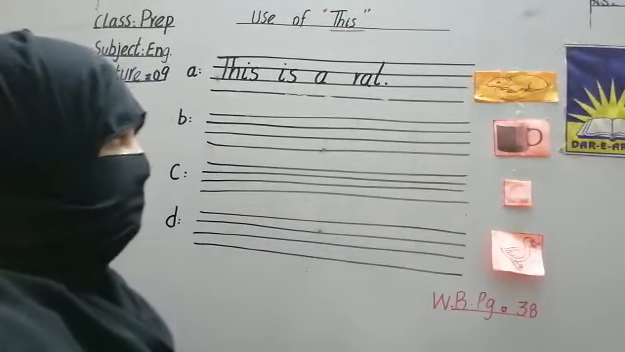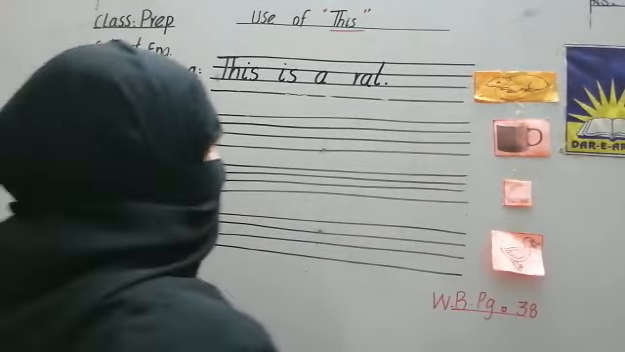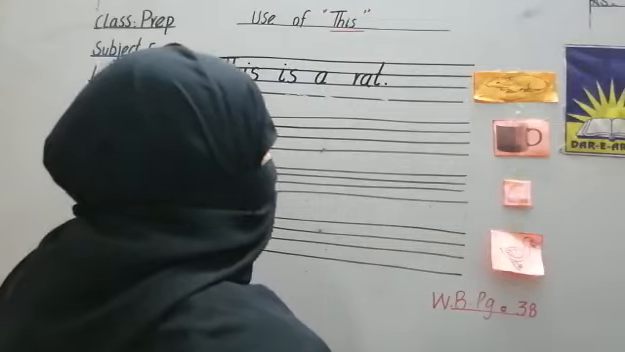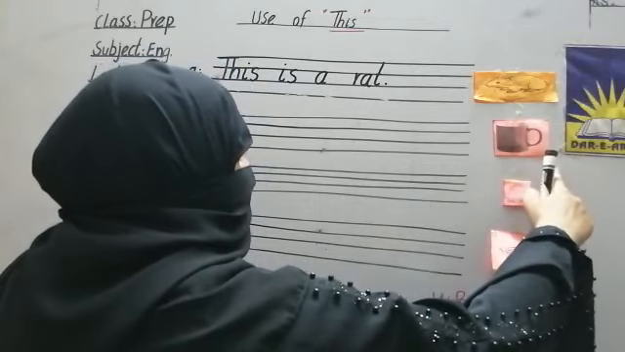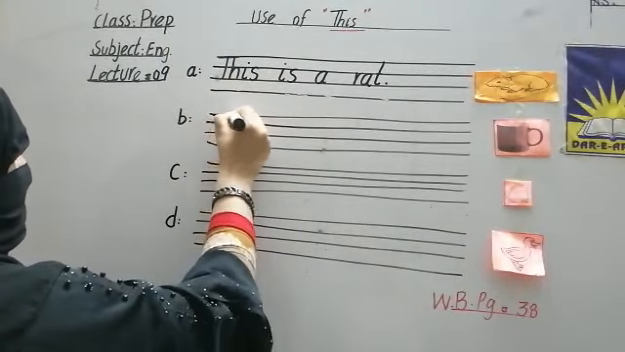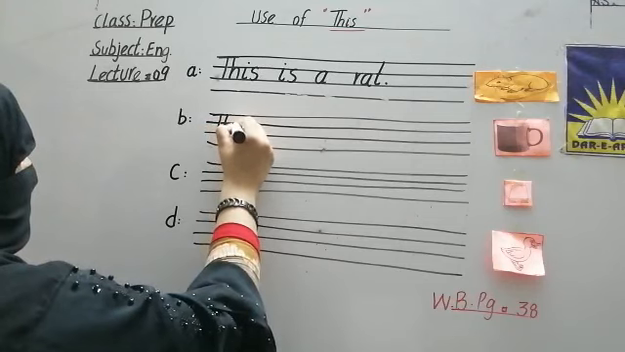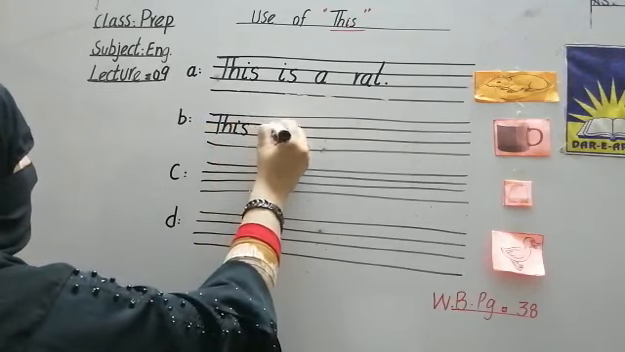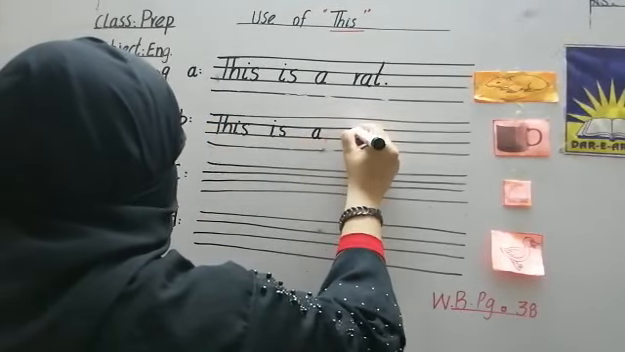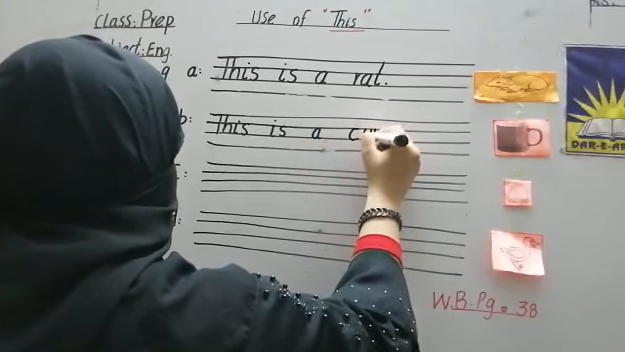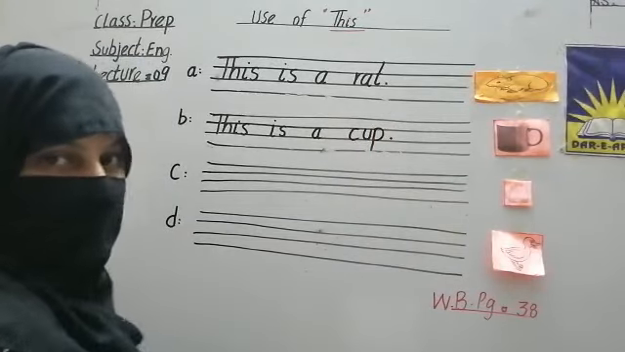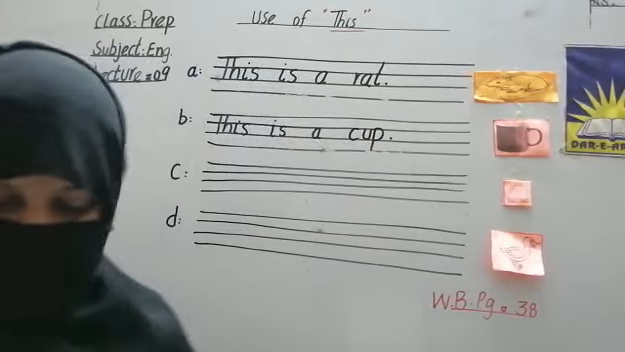What is it? Yes, cup. How many cups are there? Yes, one. It's a singular object. Good. And we make a sentence by using this. This is a cup, and at the end of the sentence we mark a full stop. Have you done, students? Good.